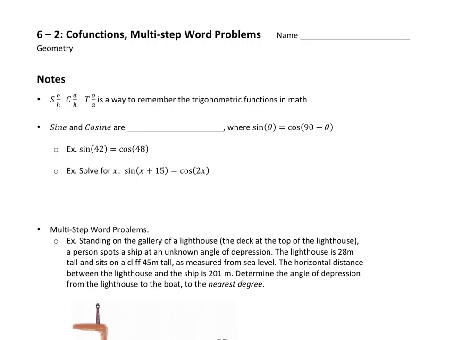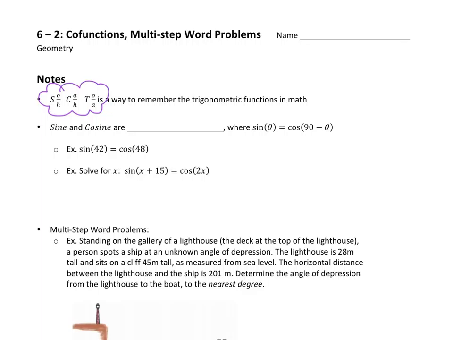Hi guys, this video is going to cover cofunctions for trigonometry as well as multi-step word problems in trig. Just a quick note from the last time, SOHCAHTOA will be used today to help us remember the trig functions that we're going to use: sine, cosine, tangent. The O, A, and H of course stand for opposite, adjacent, and hypotenuse.